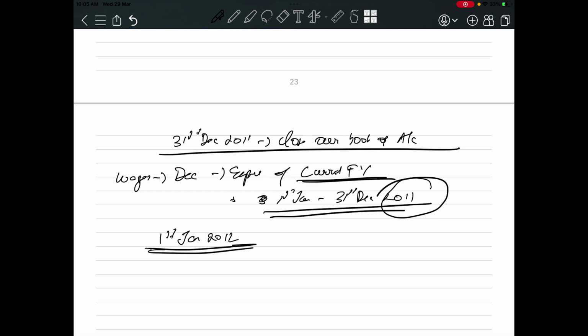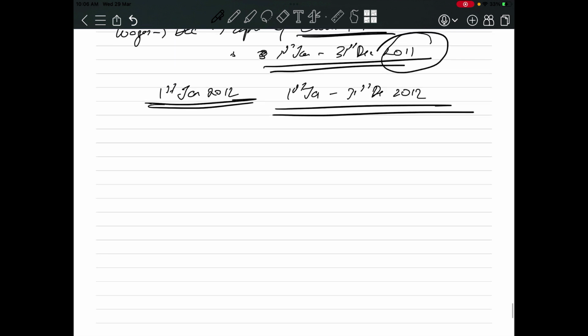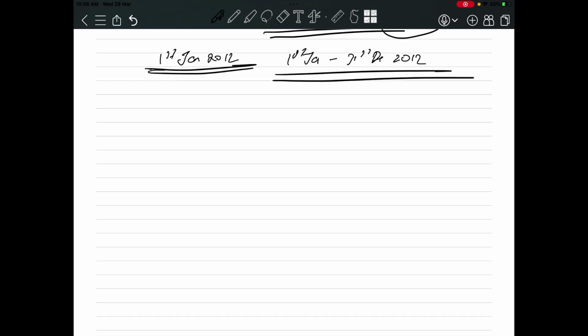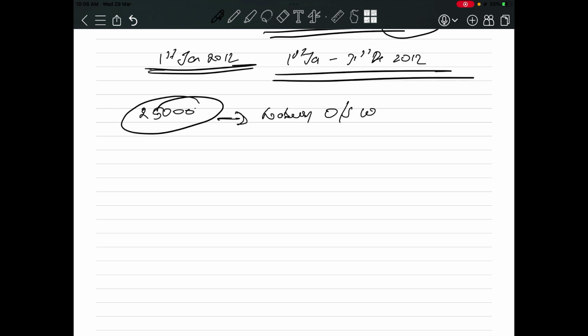The very next day is 1st Jan 2012, which is a new accounting period, which will start from 1st Jan and end on 31st December 2012. Now, what does the accounting standard say? Whenever we are at the year end, we have to close our books of accounts. So the wages, he was paid 5,000 per month. This wage for the month of December will be a liability, called outstanding wages.